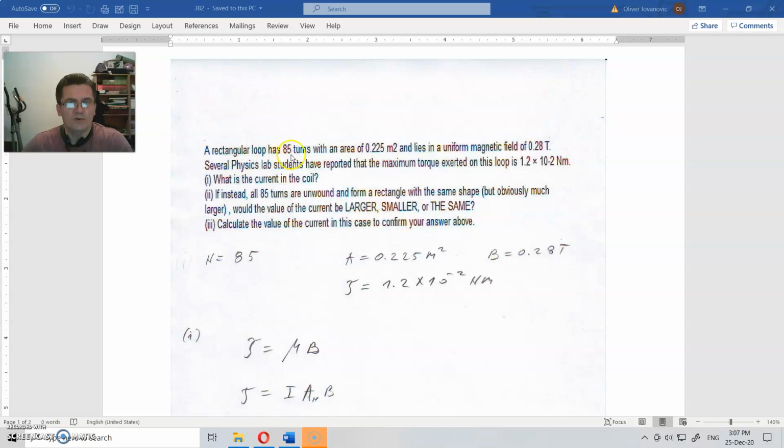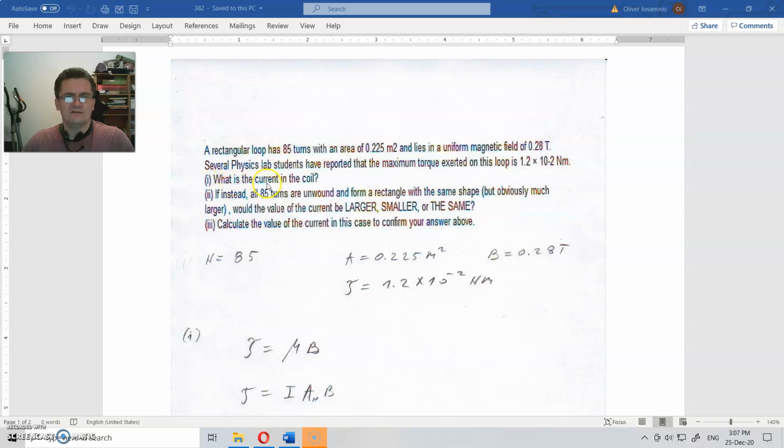A rectangular loop has 85 turns with an area of 0.225 meters squared and lies in a uniform magnetic field of 0.38 teslas. Several physics lab students have reported that the maximum torque exerted on the loop is 1.2 times 10 to the minus second Newton meter.